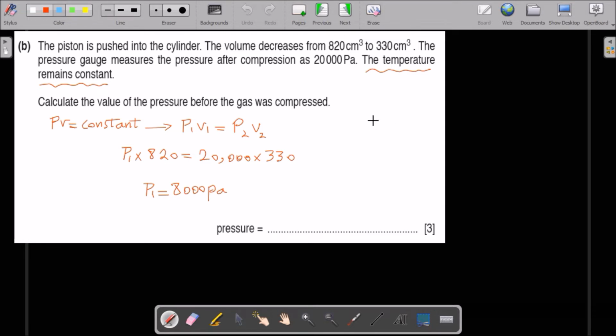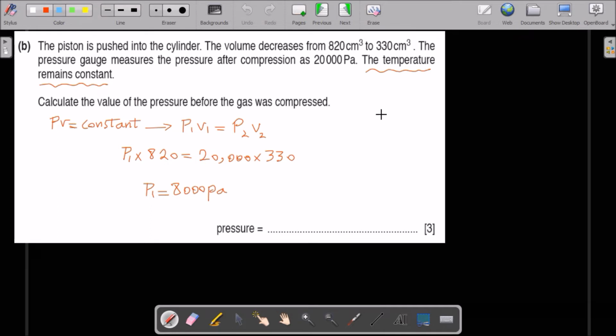The temperature remains constant. So when you see constant temperature in those questions, you should use Boyle's law. What is Boyle's law? Boyle's law is P times V, pressure times volume, is equal to constant. So it means P1 V1 in first condition is equal to P2 V2 in second condition.